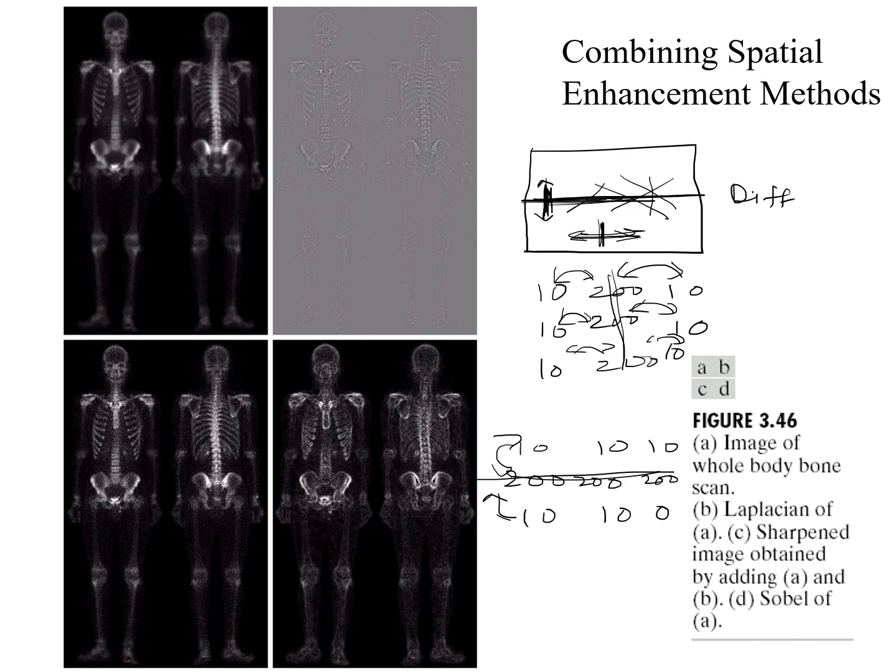So this is one more example shown here. The whole body scan. This is a Laplacian which they have applied, and after that they have added the original with the Laplacian, and they got this image. This is the original plus sharpened edges.